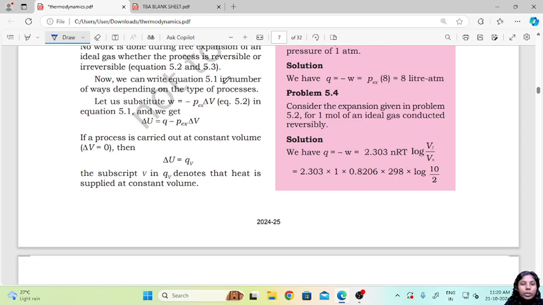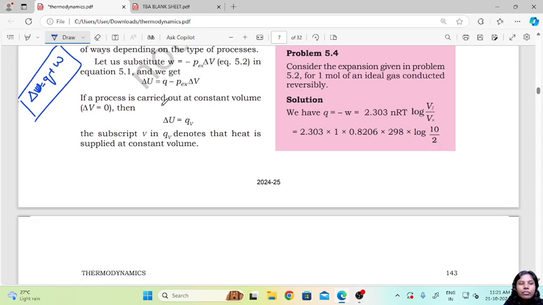Now we can write equation 5.1, that was delta U equals Q plus W. Okay, this was the internal energy equation that we had. If we substitute now the work that is given here, delta U equals Q minus P external delta V. Now if the process is carried out at constant volume, that is delta V is 0, then this whole term becomes equal to 0. So the internal energy will only depend on the Q that is written here.